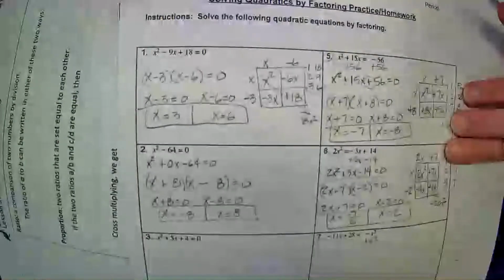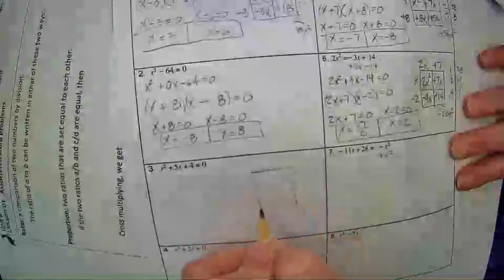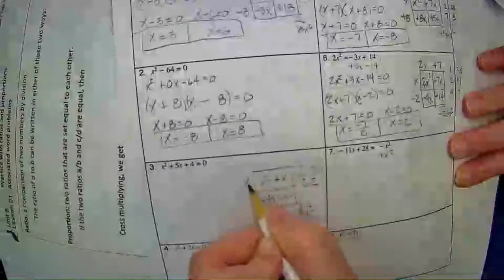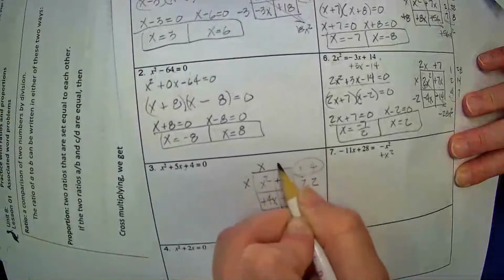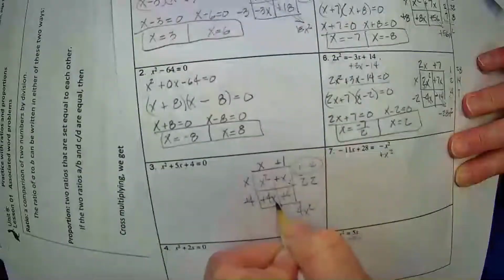Questions? Does everybody have it written down? Okay. All right, so here, no GCF. We either have 1 and 4 or 2 and 2. I need the 1 and 4. We have to add, so the signs are the same, to a positive 5. Okay, x times x is x squared. X times a positive 1 is x. X times a positive 4 is positive 4x.